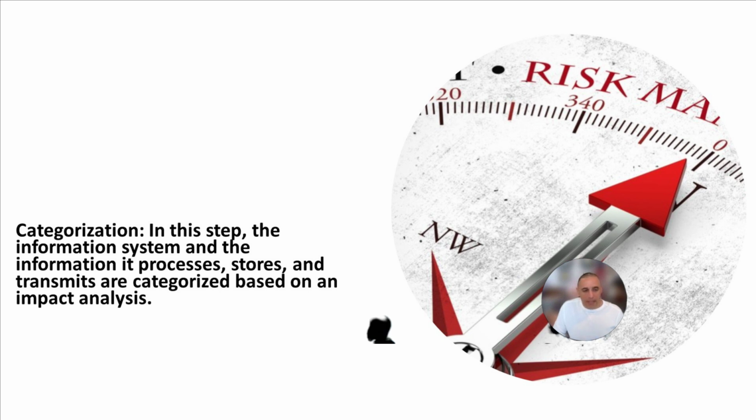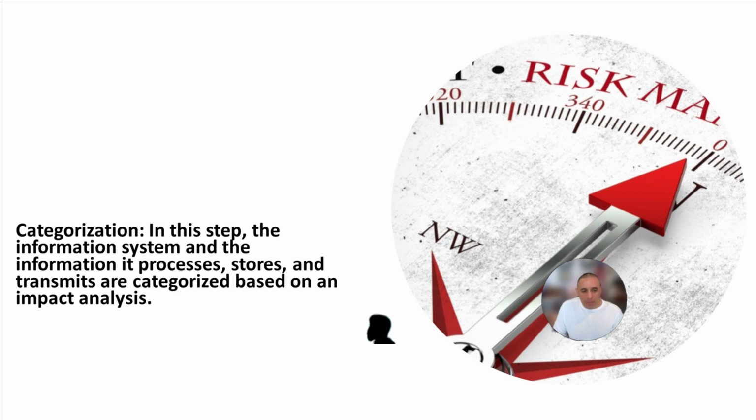To review the CIA triad, please refer back to my video on that. Document results. Record the categorization decisions in the security categorization document and obtain approval from senior management. The objective is to understand the potential consequences of various security breaches on the organization.